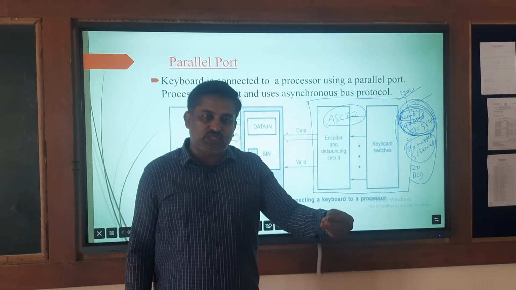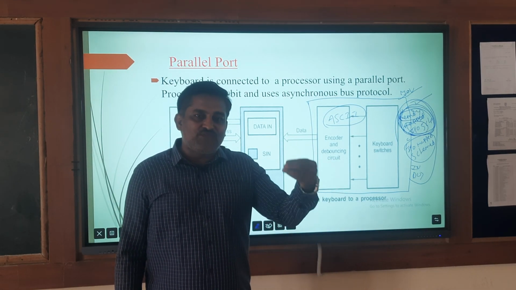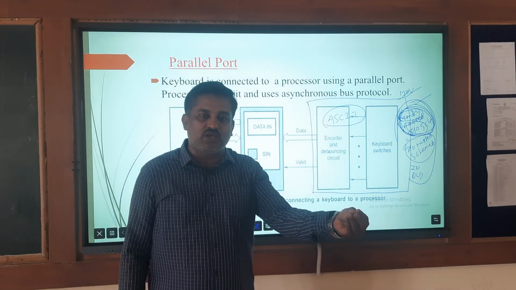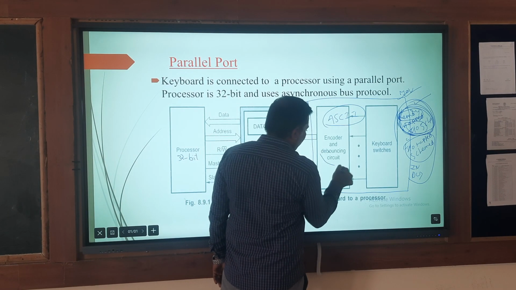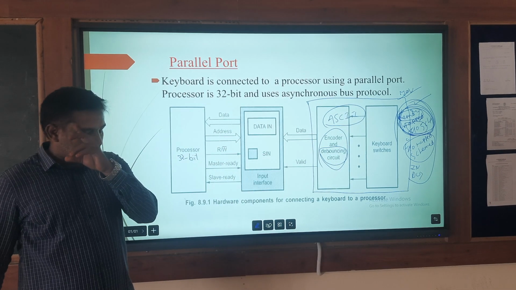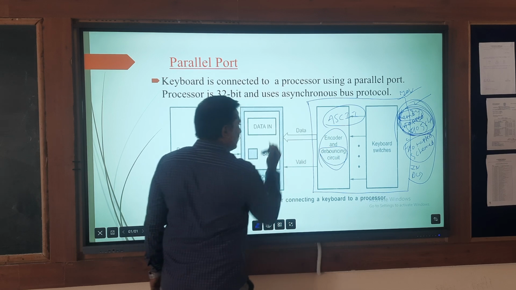This is also in the binary format, but for each and every character representation, we may require 7 or 8 bits, including the parity bit also. Here we have one more circuit, the encoder and decoder circuit, which is used to transfer the data from the keyboard to the interface circuit.